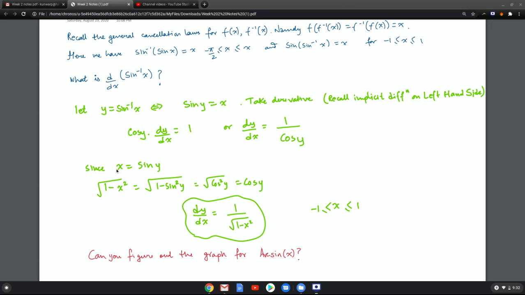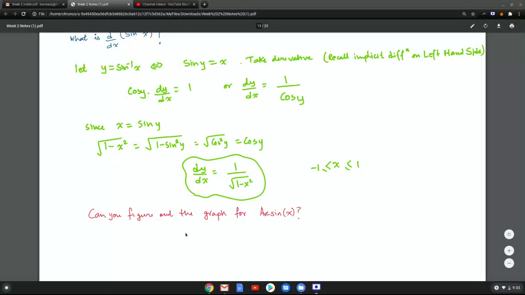But remember, since x is sine y, square root of 1 minus x squared is square root of 1 minus sine squared y, which is square root of cosine squared y, which equals cosine y, where here I use the identity sine squared plus cosine squared is 1 for all angles. So I get dy over dx equals 1 over square root of 1 minus x squared.